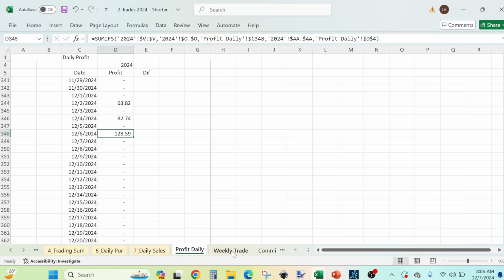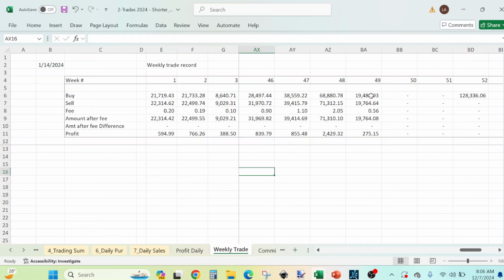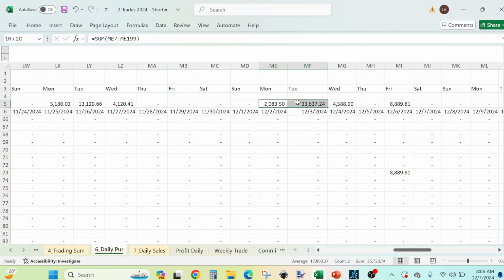So that's our daily profit. We'll go to our weekly trade, and on our weekly trade we can see a capitulation of the daily purchases and the daily sales for the week. So we have how much we purchased during that week. Let's see if we go back here and we try to, is it the purchases here? Yeah, let's try that. It's 49,000 here though.